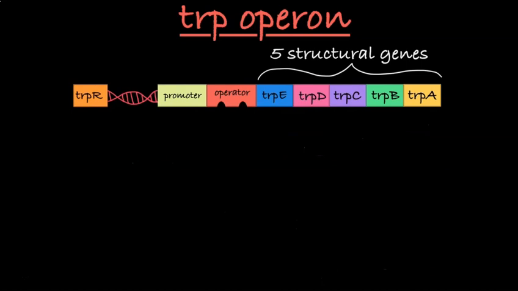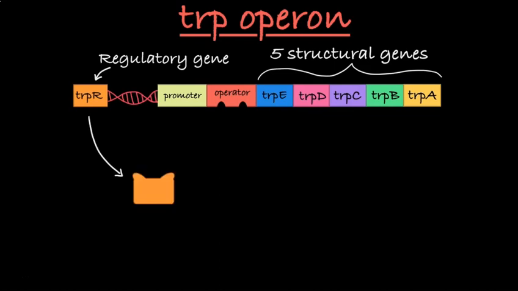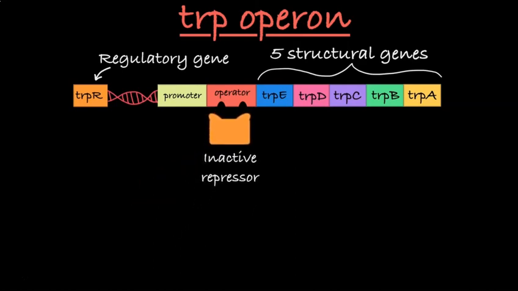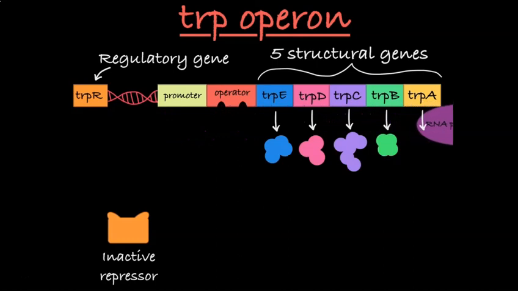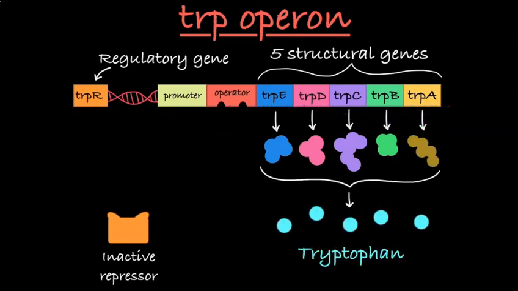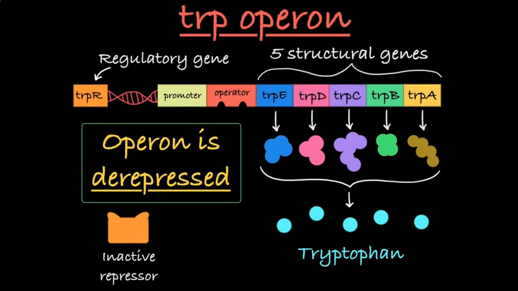These 5 structural genes share a promoter and an operator. And then further upstream of the operon, you will find the regulatory gene trpR. This regulatory gene encodes an inactive repressor. When this repressor is in its inactive form, it cannot bind to the operator and therefore cannot limit transcription of the structural genes in the trp operon. In this situation, RNA polymerase can freely bind to the promoter and transcribe the structural genes, leading to the production of enzymes that help make tryptophan. In this state, the operon is said to be de-repressed, meaning the structural genes are expressed.